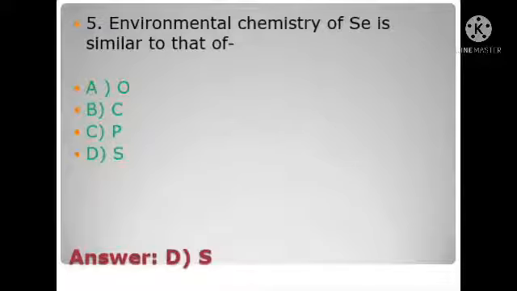Fifth question: environmental chemistry of selenium is similar to that of. Options: oxygen, carbon, phosphorus and sulfur. The answer is option D, sulfur.